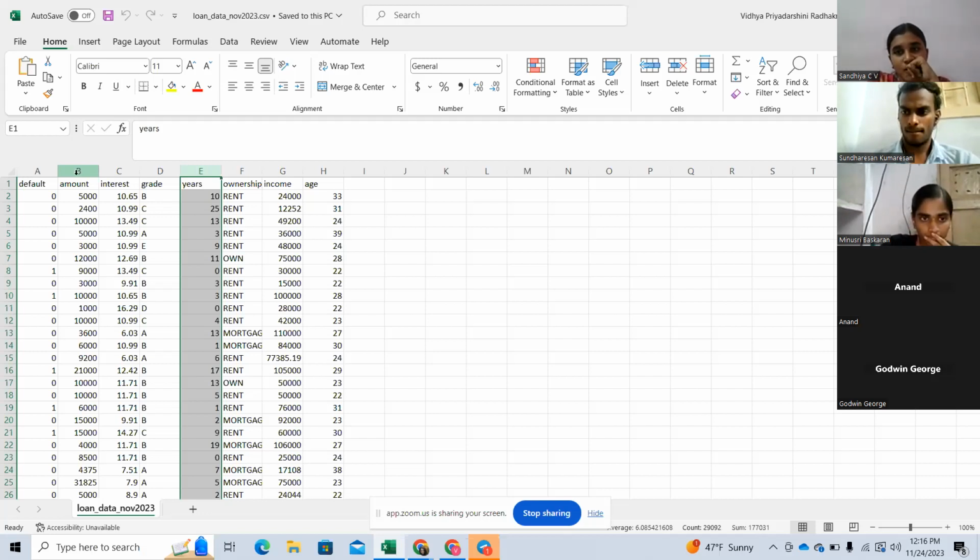The way to standardize it, in this particular case, is you take the data point. So if it's 10, you take 10 minus mu, which is the mean of the years, and divide by sigma, which is the standard deviation. When you do that, everything becomes standardized.